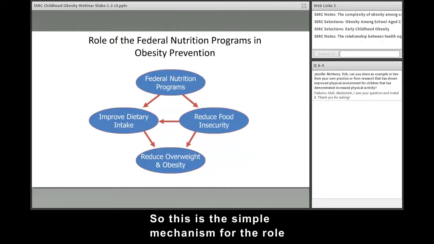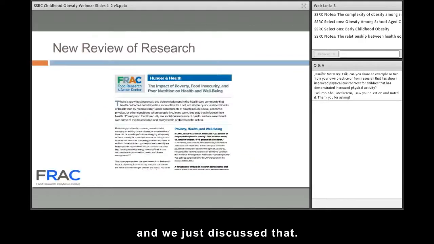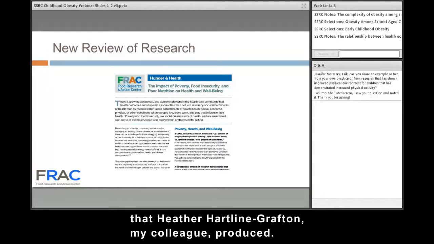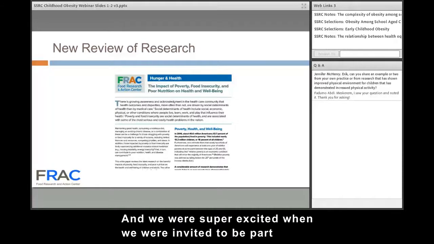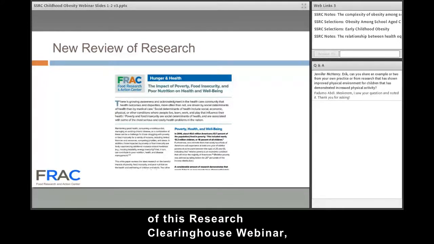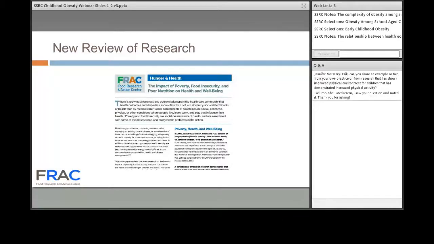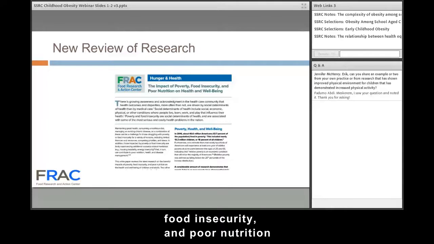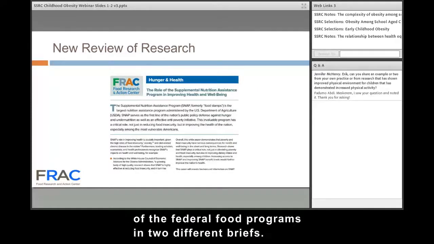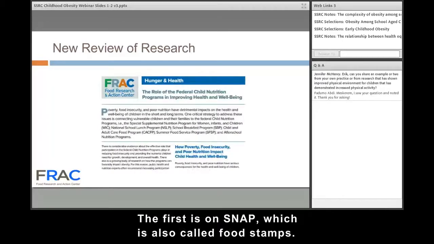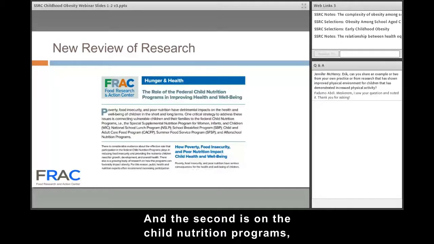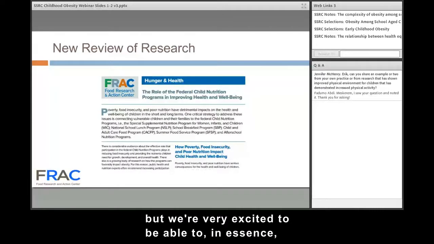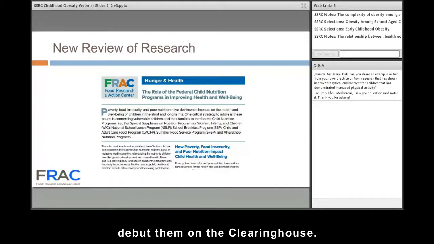So this is the simple mechanism for the role of the federal food programs in obesity prevention, and we just discussed that. Let's move now on to three new research briefs that Heather Hartland-Graffin, my colleague, produced, and these are great. They're hot off the press, and we were super excited when we were invited to be part of this Research Clearinghouse webinar because we thought this is a good place to unveil these new briefs, which have the most up-to-date research on the impact of poverty, food insecurity, and poor nutrition on health and well-being, and then the impact of the federal food programs in two different briefs. The first is on SNAP, which is also called food stamps, and the second is on the child nutrition programs, which includes WIC. I have the links to those at the end of my presentation, but we're very excited to be able to, in essence, debut them on the clearinghouse.